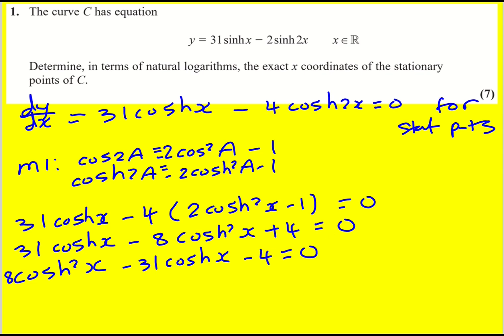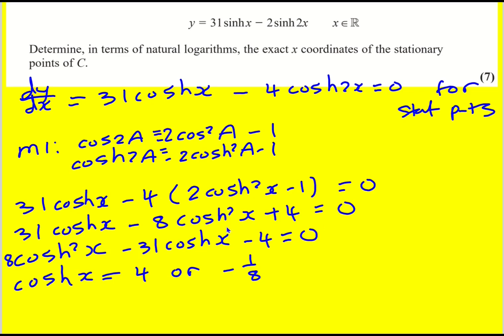Nice. This will factorize, but just put it in your calculator. It doesn't say we have to show detailed reasoning or anything like that. This is a time pressured paper. There's only 7 questions in it, but I think it's quite tough to do it in an hour and a half, personally. There's a lot to do. So cosh x ends up being 4 or minus 1 over 8 when you just put it in your calculator.